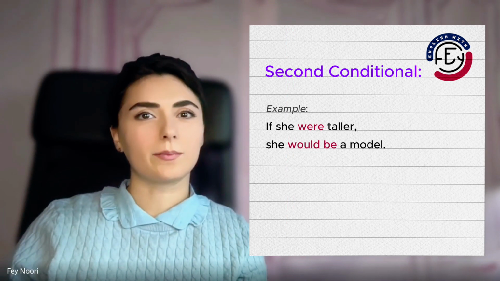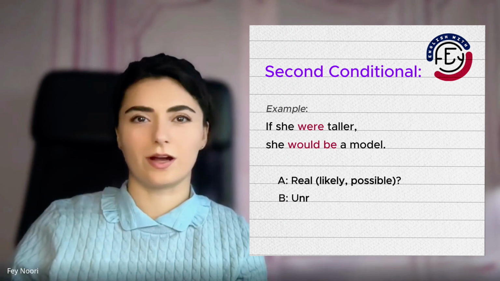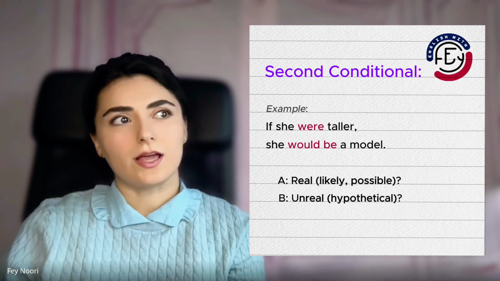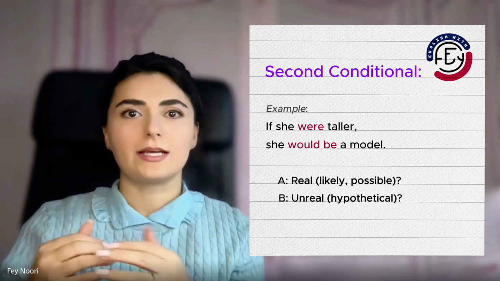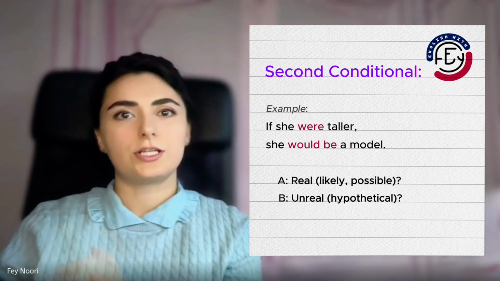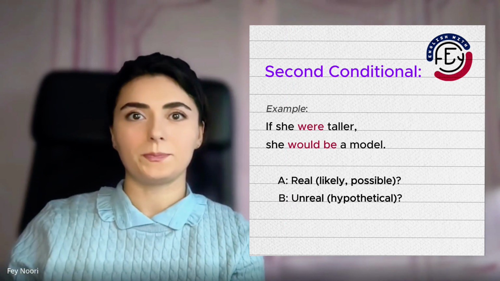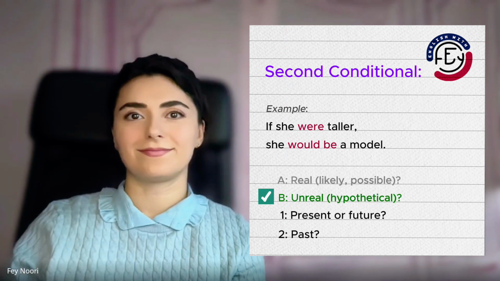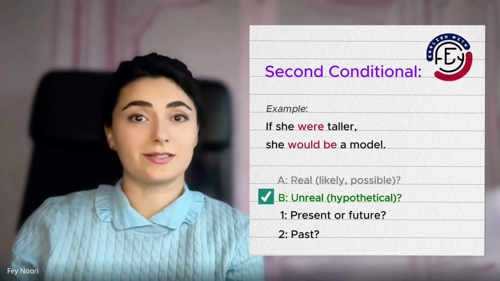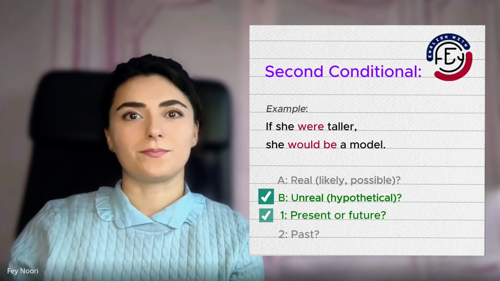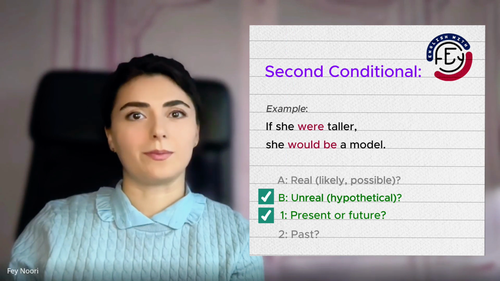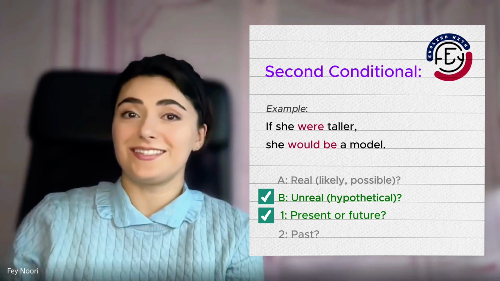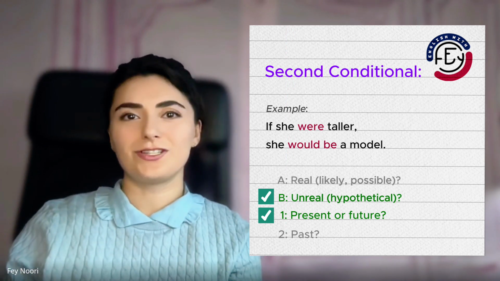So here, are we talking about a real situation or a hypothetical imaginary situation? We are imagining things. We are thinking about an imaginary world, saying that if she were taller, she could become a model. She would become a model. So real or unreal? Unreal, because she can't grow overnight. And are we talking about the past or present or future? We're talking about the future. If she were taller, she would be a model right now or in the future. So that's how these two really easy questions can help you identify which conditional you should use.